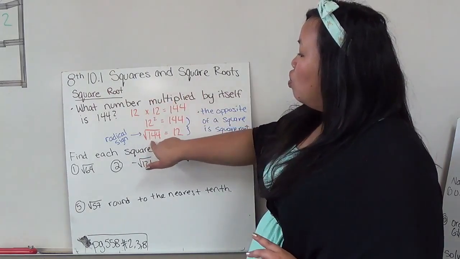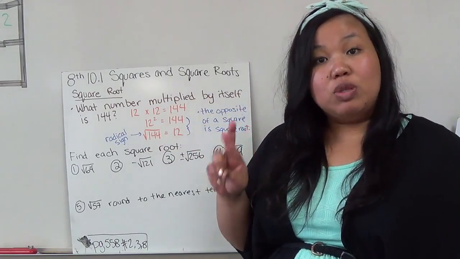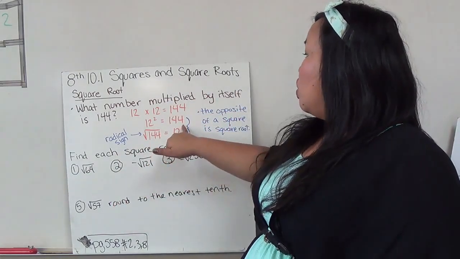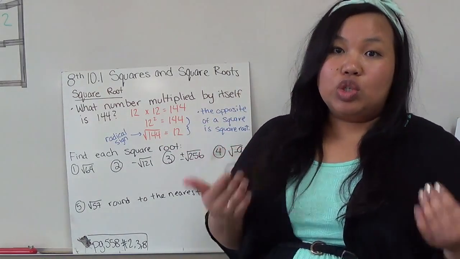The square root is the opposite, right? I'm trying to figure out what number multiplied by itself gives me 144. So I work backwards, which gives me 12. So the opposite of a square is a square root.